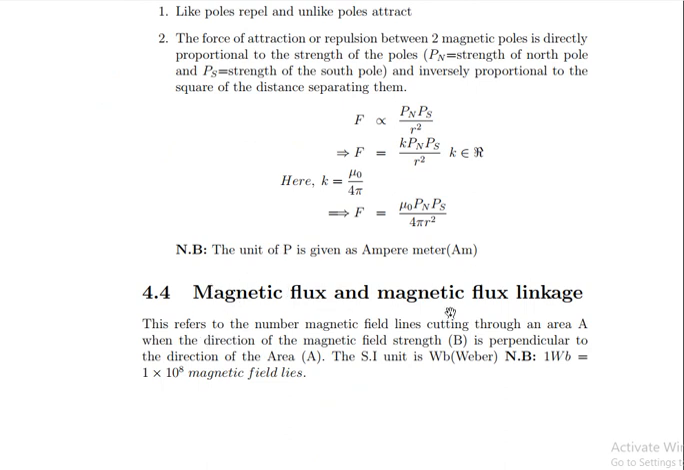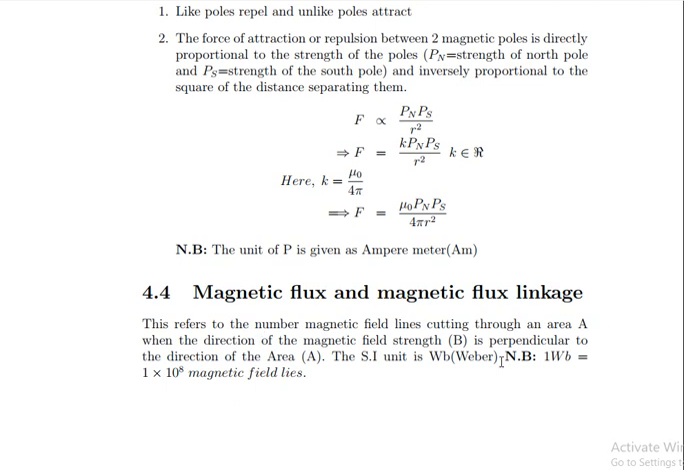Magnetic flux and magnetic flux linkage. Magnetic flux and magnetic flux linkage are defined as the number of magnetic field lines which pass perpendicularly through an area A. So this refers to a number of magnetic field lines cutting through an area A when the direction of the magnetic field is perpendicular to the direction of the area. Or it can be defined as the number of magnetic field lines passing perpendicularly through an area A.